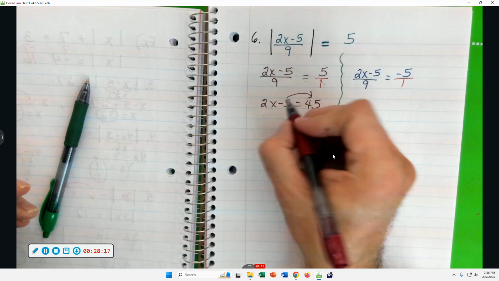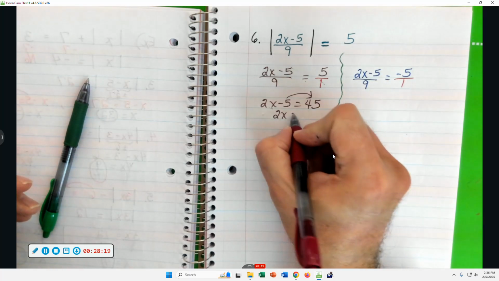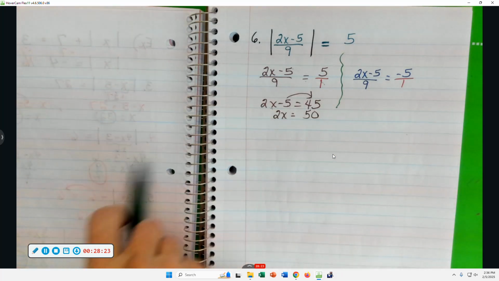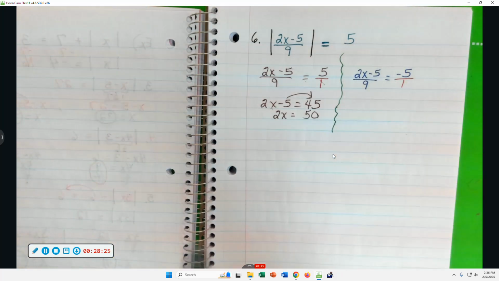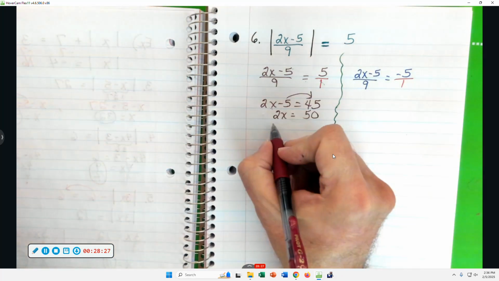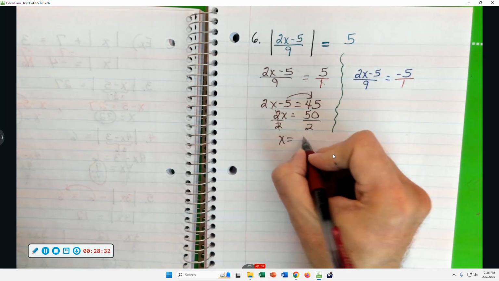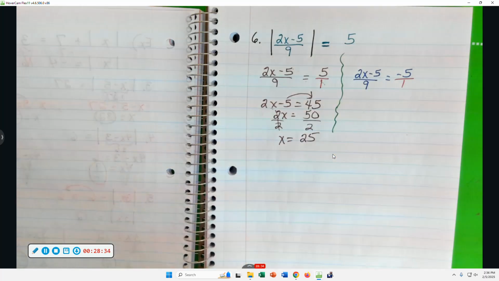I agree. So we have 2x equals 50. And then divide by 2 to give us x equals 25. So there's my first solution, 25.